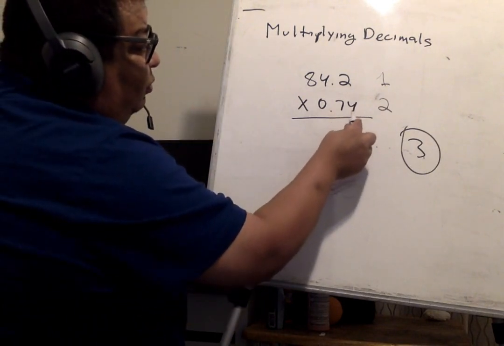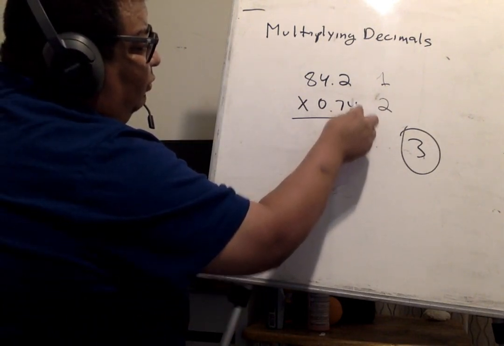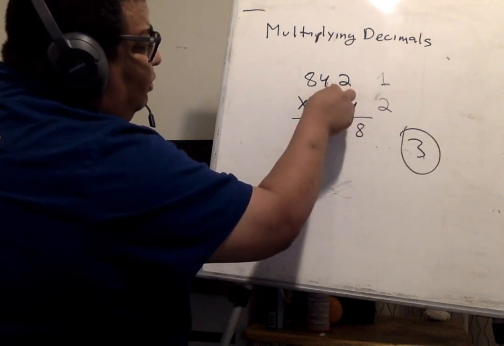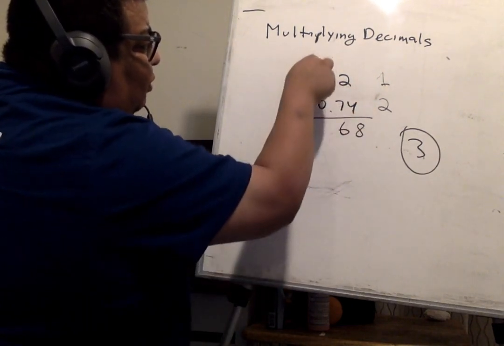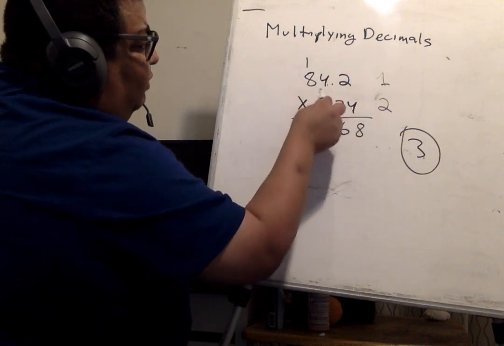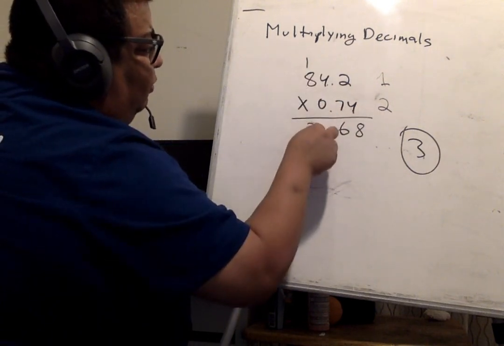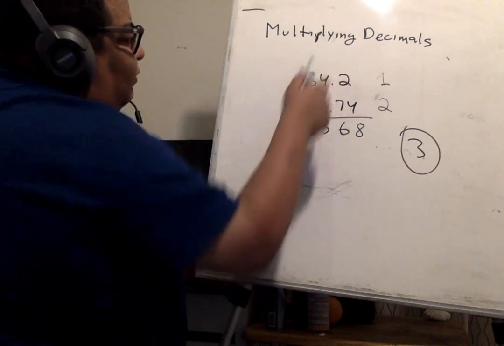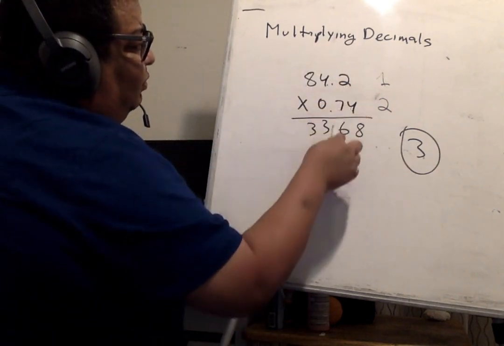So we start here. First row: 4 times 2, 8. 4 times 4, 16. Carry 1. 4 times 8, 32 plus 1, 33. We start over.